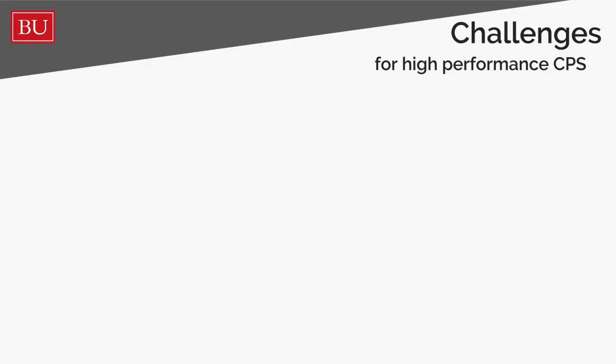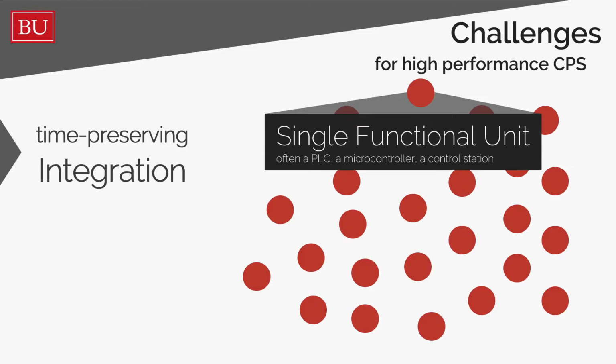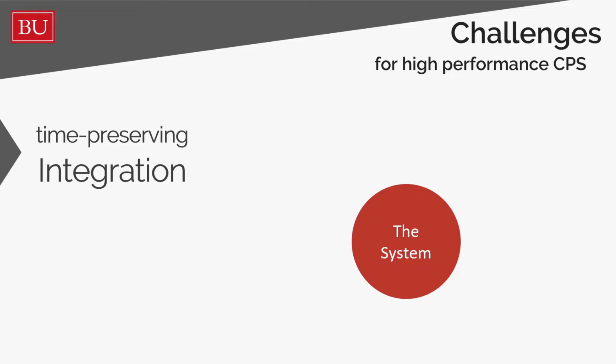All right, so it's important to understand that the presence of this tension leads to at least two formidable challenges of modern high-performance cyber-physical systems. And I believe the first one is really time-preserving integration. And what time-preserving integration means is the following. Consider the good old industrial system that followed a federated architecture. In this case, we had essentially multiple single functional units, such as a PLC or a microcontroller. And these were dedicated processors that perform a very specific function. And now the trend of vendors is to take the functionality in these single processing units and integrate them into a few or even just one high-performance embedded system.